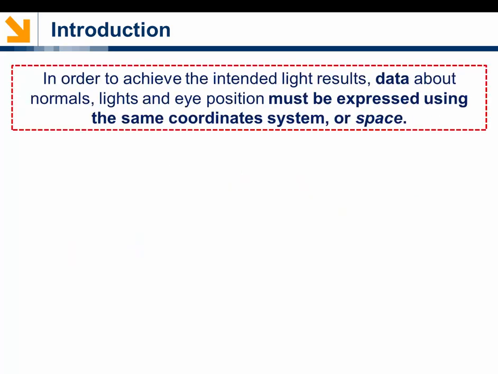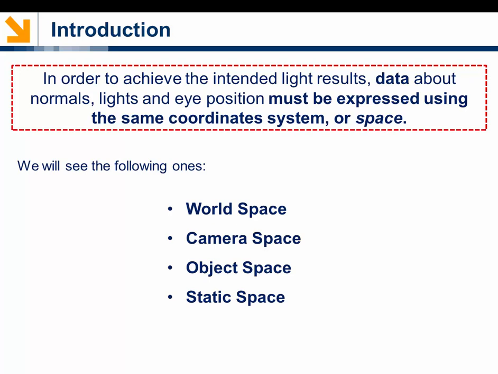So, if we want to achieve the intended light result, the data about normals, light, and eye position must be expressed using the same coordinate system or space. So we have to decide in which space we want to be working. We will see the following ones: world space, camera space, object, and static spaces. Each one presents some advantages, but also some disadvantages. Some are easier to understand, others less.